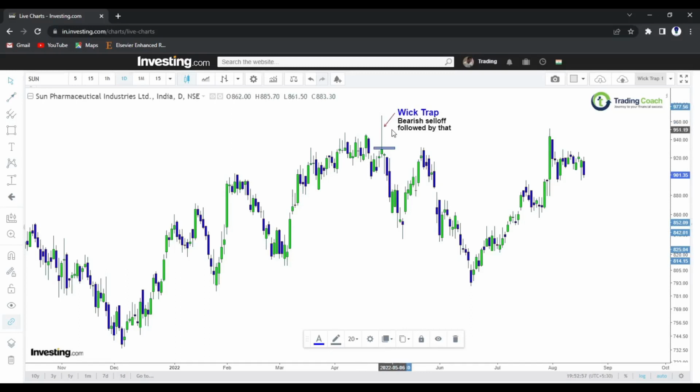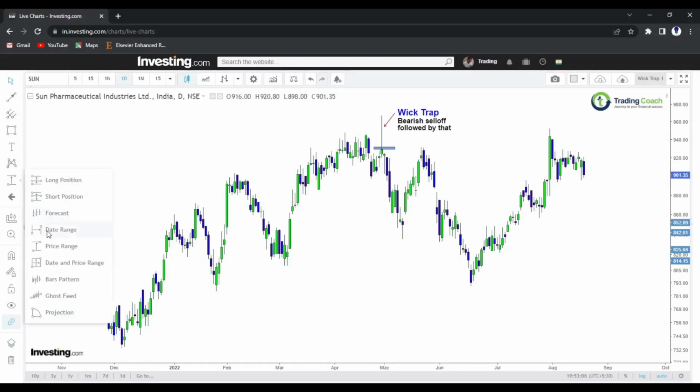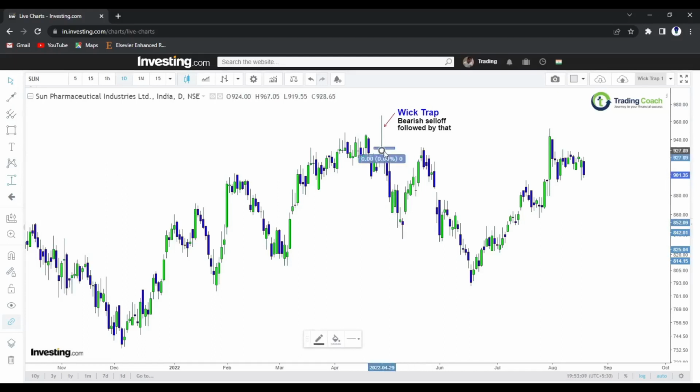Right after this bearish wick trap, you can see a series of strong bearish candles, right? The prices fell crazily right after that. If I measure the sell-off rate, you can see that right after this setup, the market fell somewhere around 8.55%. That is somewhere close to a 9% drop.